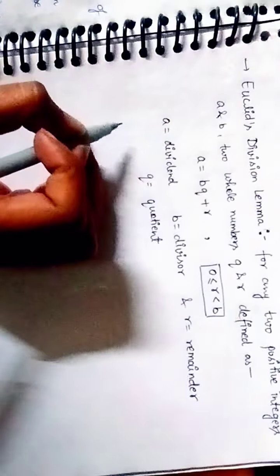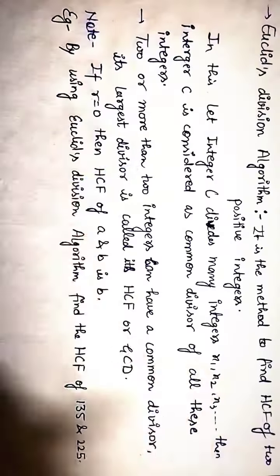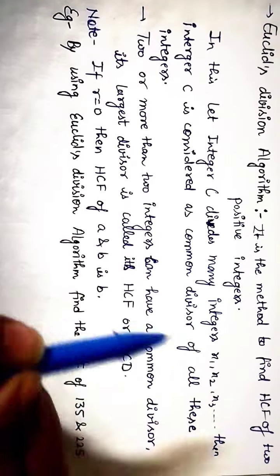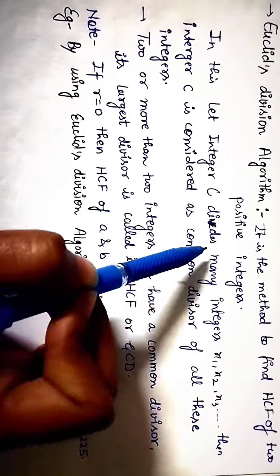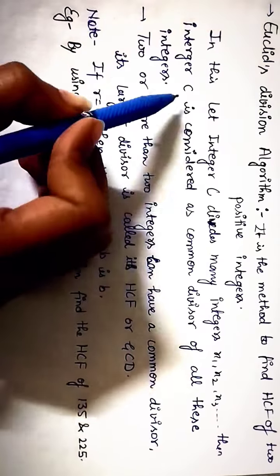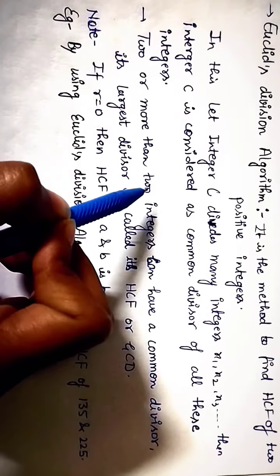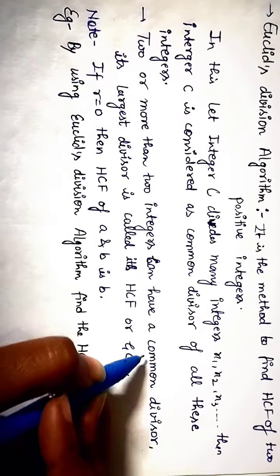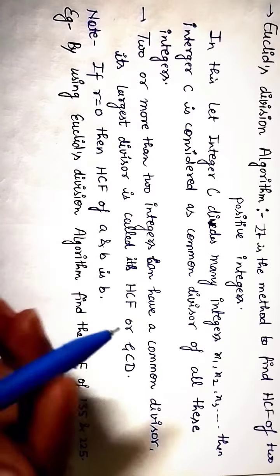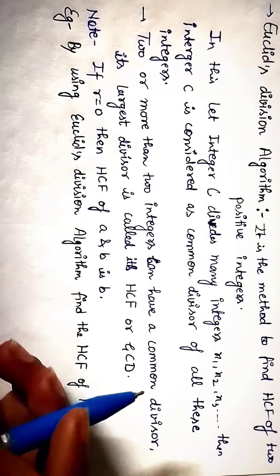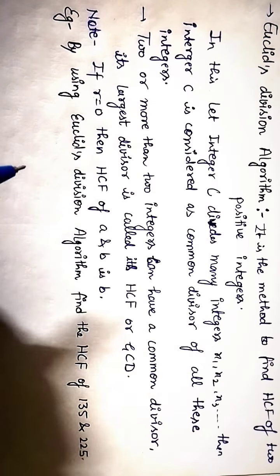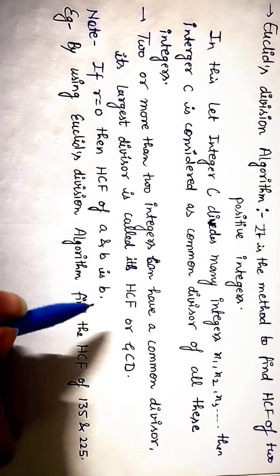Now we will understand Euclid's division algorithm. It is the method to find the HCF of two positive integers. Let integer c divide many integers x1, x2, x3 and so on. Then integer c is considered a common divisor of all these integers. Two or more integers can have a common divisor. Its largest divisor is called its HCF or greatest common divisor. HCF means highest common factor. If we have r equals 0, then the HCF of a and b is b.